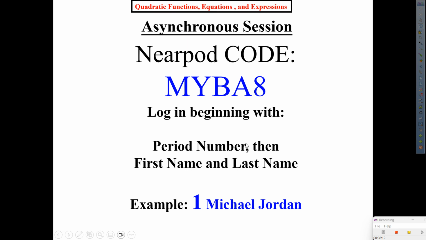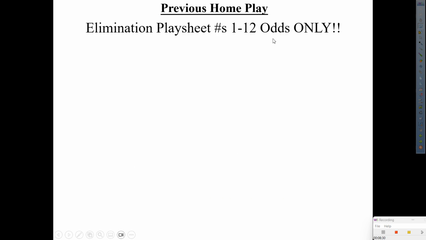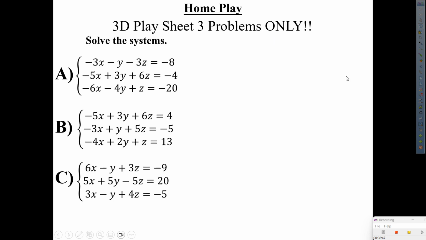Now, yesterday you had home plate numbers 1 through 12, but only the odds. Is that correct? That's a gift from me to you. Good thing you practiced because you're going to need it today. All right, good. Because look what today looks like.